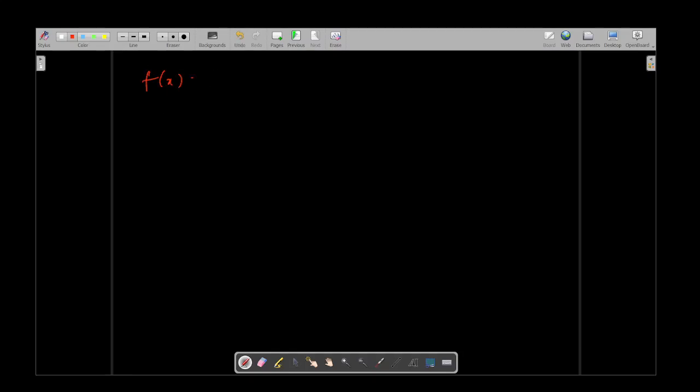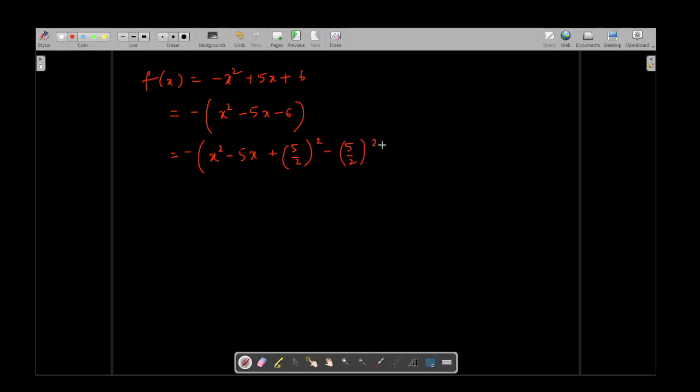f of x is minus x square plus 5x plus 6. So what I do is I'll put minus outside: x square minus 5x minus 6. This is equal to minus of x square minus 5x minus 6. So I'll add 5 by 2 whole square and subtract 5 by 2 whole square from the equation. So this will not alter the equality of the equation.